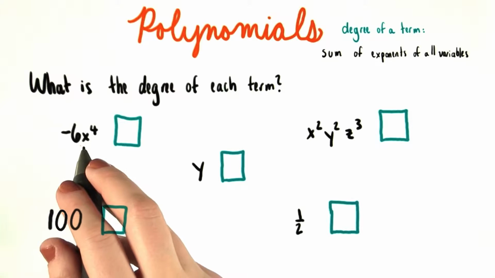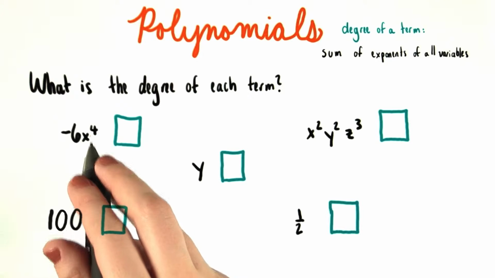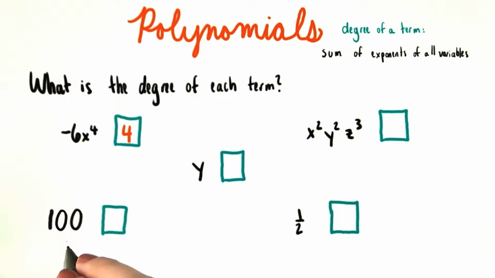Our first term right here only has one variable in it, x, and the power that x is taken to is 4. So that means that the degree of this term is 4. This is a 4th degree term. Now this next one is a little bit tricky.